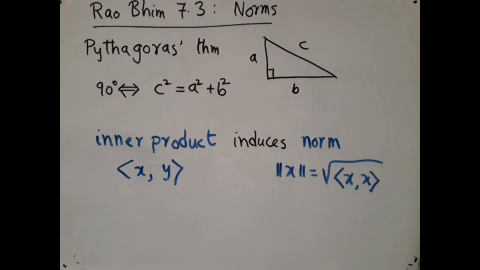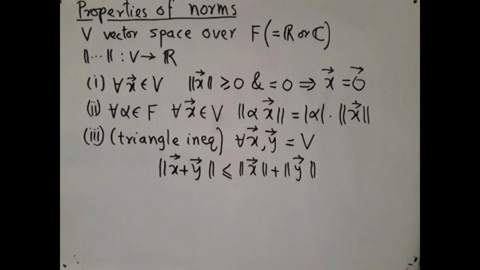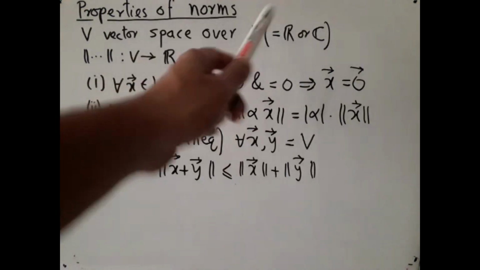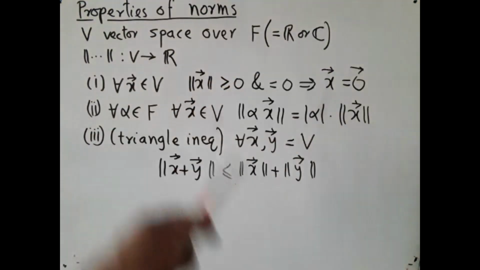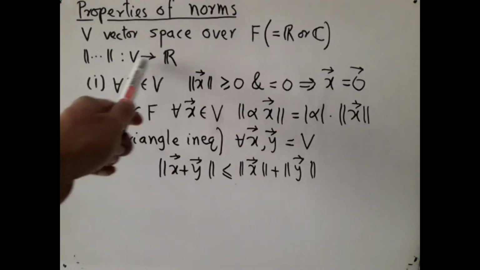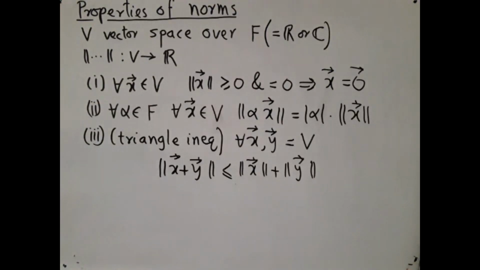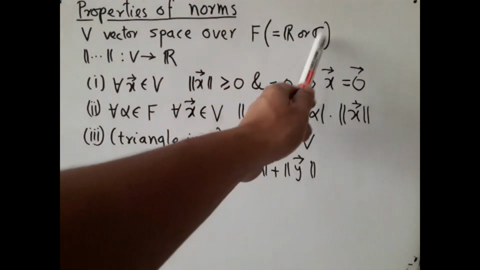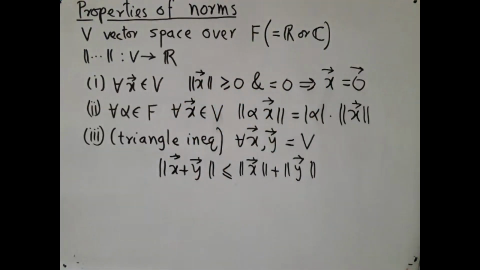Now, norms are very useful. Based on their various uses, mathematicians have extracted the most commonly used properties of norms. For all these properties, V is a vector space over a field F, which has to be either R or C when we talk about norms and inner products. The norm is a function from V to R. Irrespective of whether you take the field to be R or C, this is always R.